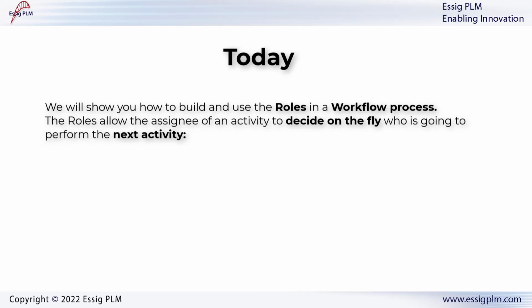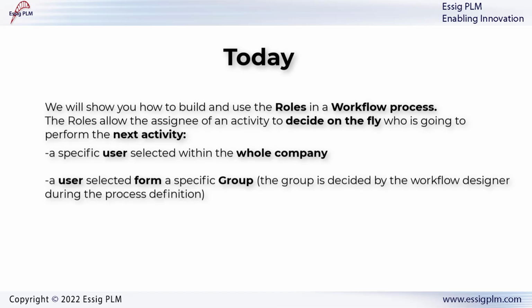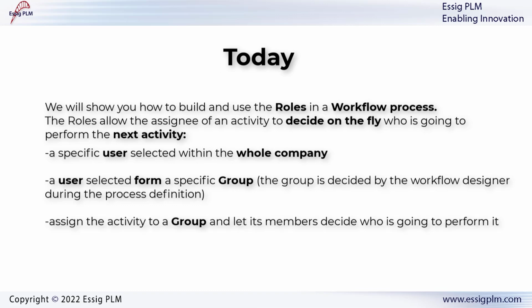There are three kinds of roles that can be decided at runtime. You can give the possibility to select the assignee from all the possible users of the company. You can give the possibility to pick a user from a group, like the designers or the engineers of your company. Alternatively, rather than selecting a user, you can grant the possibility to select one of the groups of the company. Later, the members of the group will have the option to claim the activity.